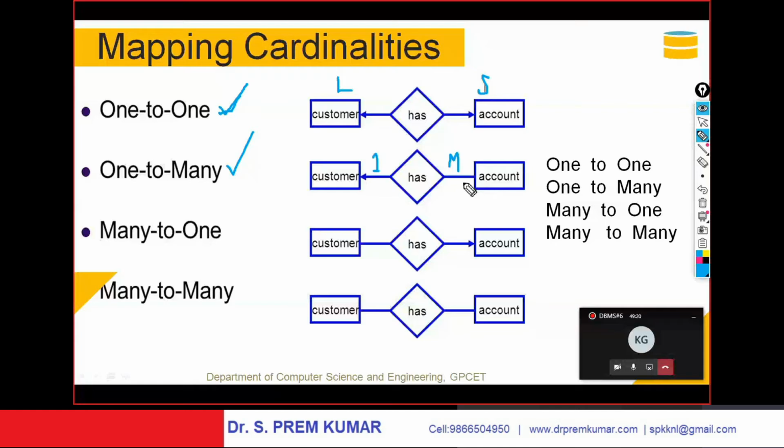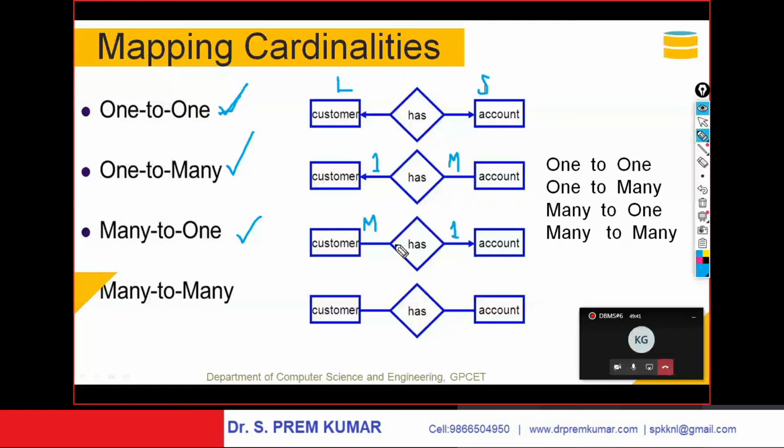You take many-to-one relation. Many customers, you don't have an arrowhead. That implies many customers are having one account. It may be a joint account. In a partnership, many customers will have a common account. Many customers can have a single account.